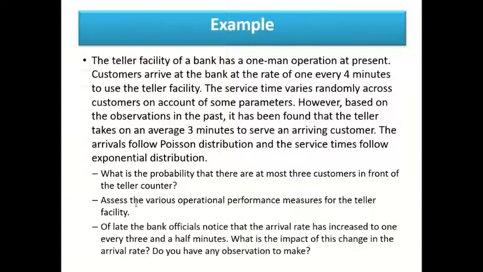Then in the second part, we have to assess the various operational performance parameters for that teller counter at the bank branch. It is also given that of late the bank officials have noticed that the arrival rate has slightly changed. Earlier one customer was arriving every 4 minutes, now one customer is arriving every 3.5 minutes. So the arrival rate has slightly increased. What will be the impact of this change in the arrival rate on different performance parameters? That is to be assessed in this particular question.